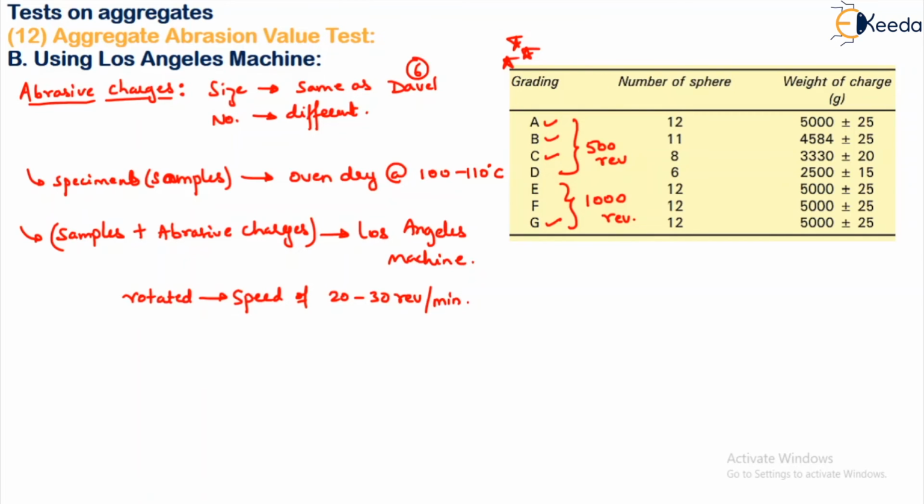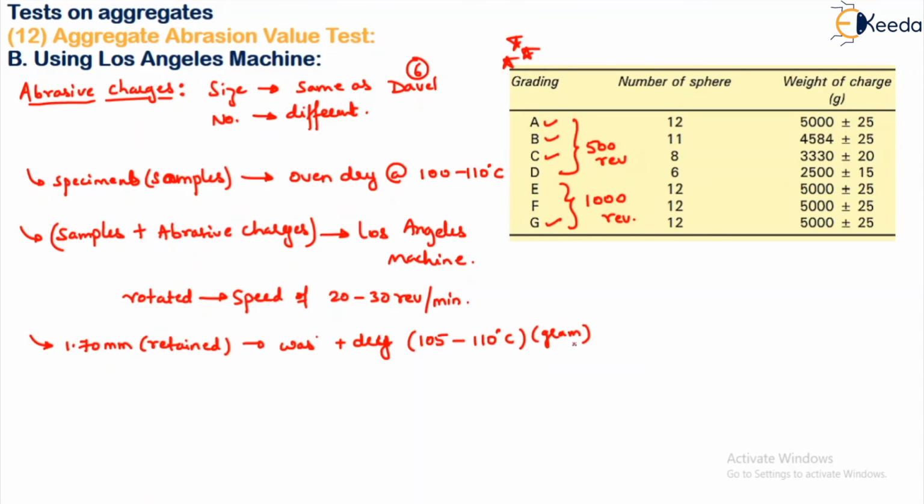So once this test is completed, you will remove it and then sieve on the 1.70 mm sieve and take the retained material. You take this, wash them, dry them. Generally, the drying temperature in the oven should be 105 to 110 centigrade to have a constant weight. Okay, and you have to make sure that you weigh them to the nearest gram.